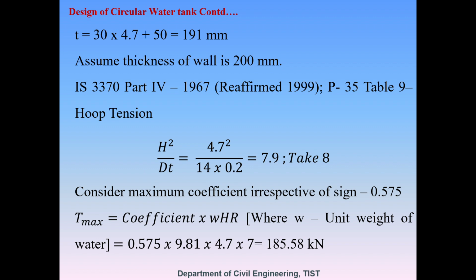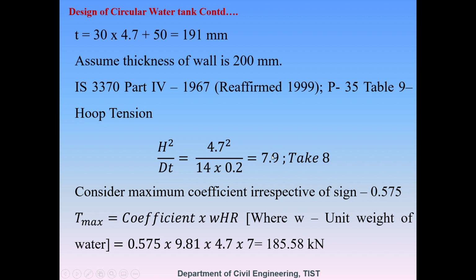Then we are going to find out the value of hoop tension. In order to find the hoop tension, first find the value of h square by dt. The hoop tension is obtained from the equation: coefficient into W into H into R. This coefficient is found from IS 3370 part 4, page number 35, table 9. To find this coefficient, you need the value of h square by dt, where h is the height of water, that is 4.7, d is the diameter of the tank, that is 14 meter, and t is the thickness of the wall, that means 200 mm.